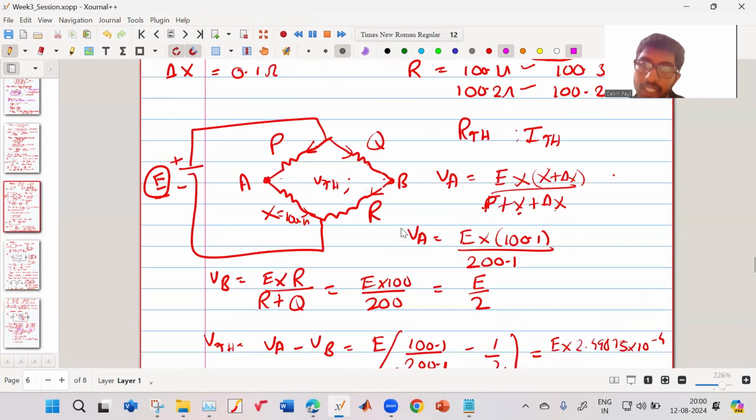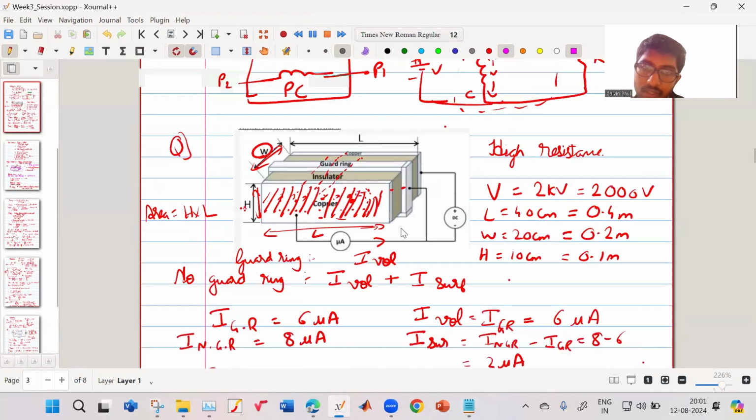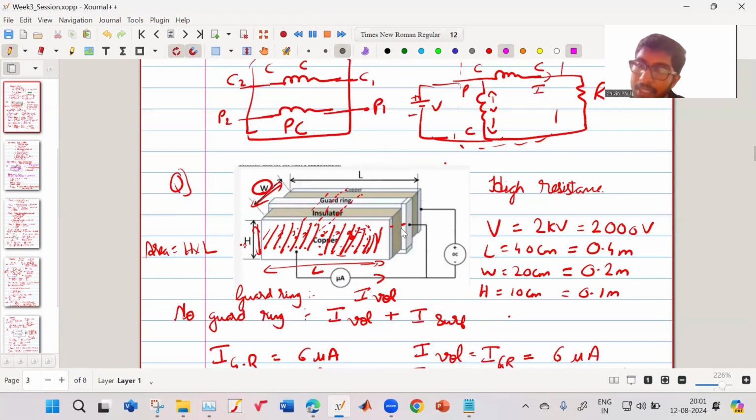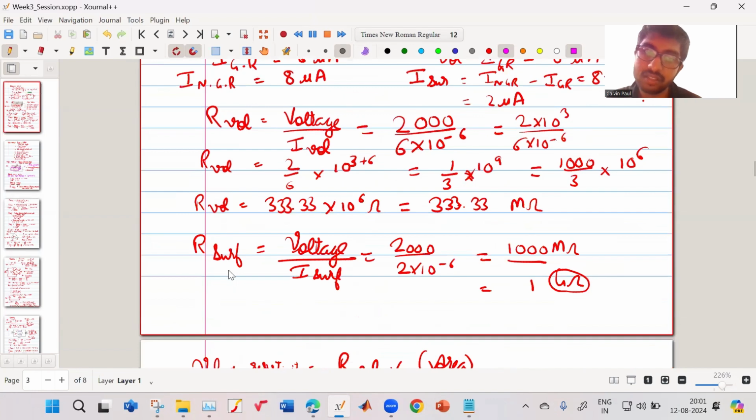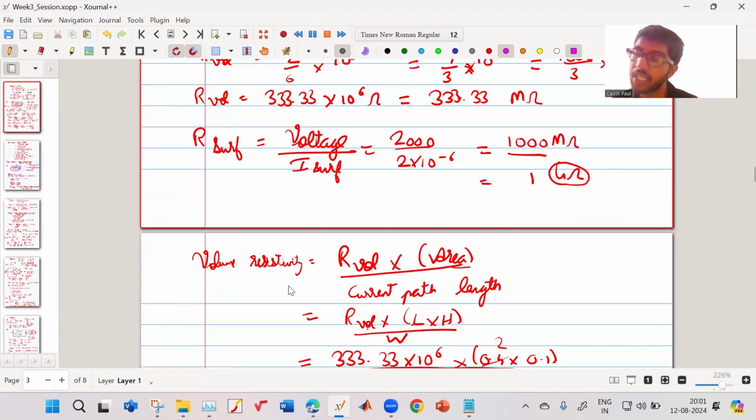So basically what we did today in the solving sums was we considered what would happen in a high resistance measurement. First we did the complete overview of what was taught in this week. So a quick brush up for you. If you have gone through the videos, you can easily remember what was taught. Then this high resistance measurement, how there's surface current, how there's volume current. Then we found out how the resistances, we found out the resistivity.